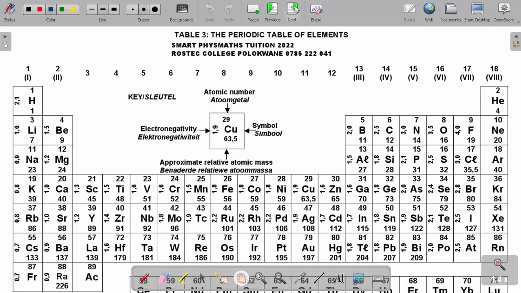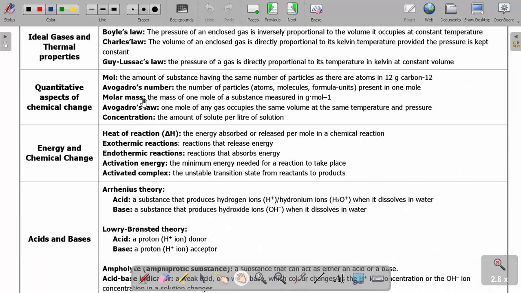Now today we're talking about the quantitative aspects of a chemical change. So we have the important terms in here. One of them is called the mole. And what is the mole?